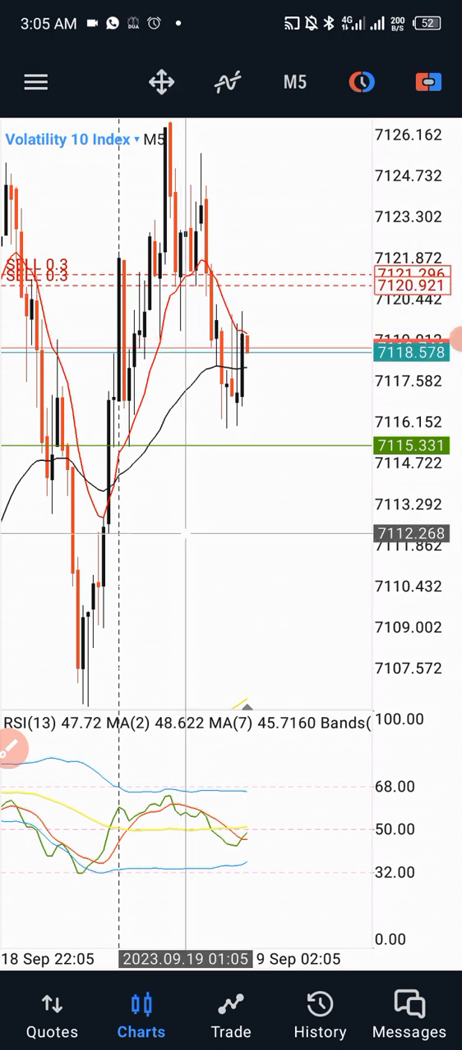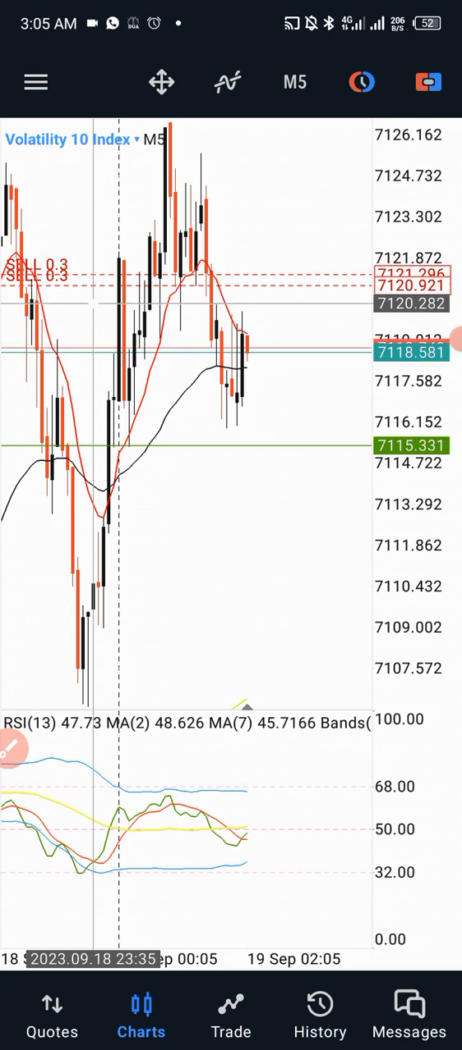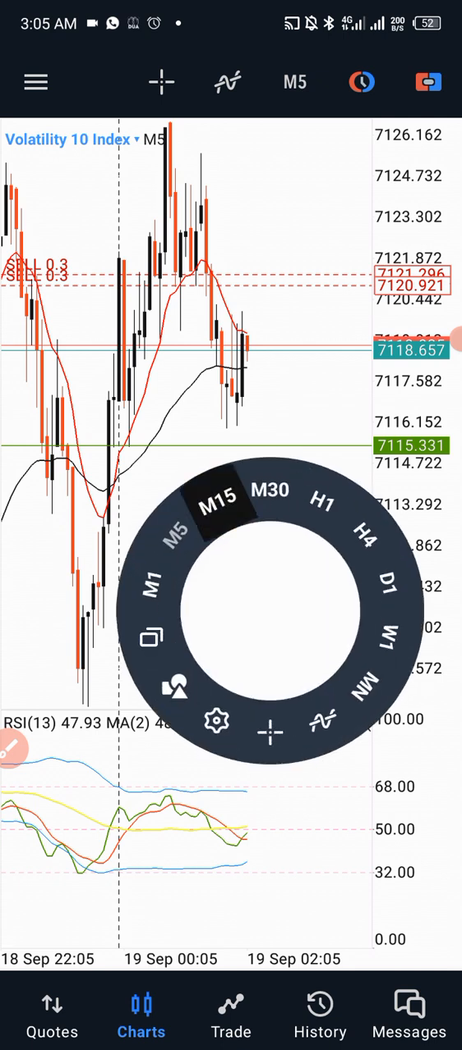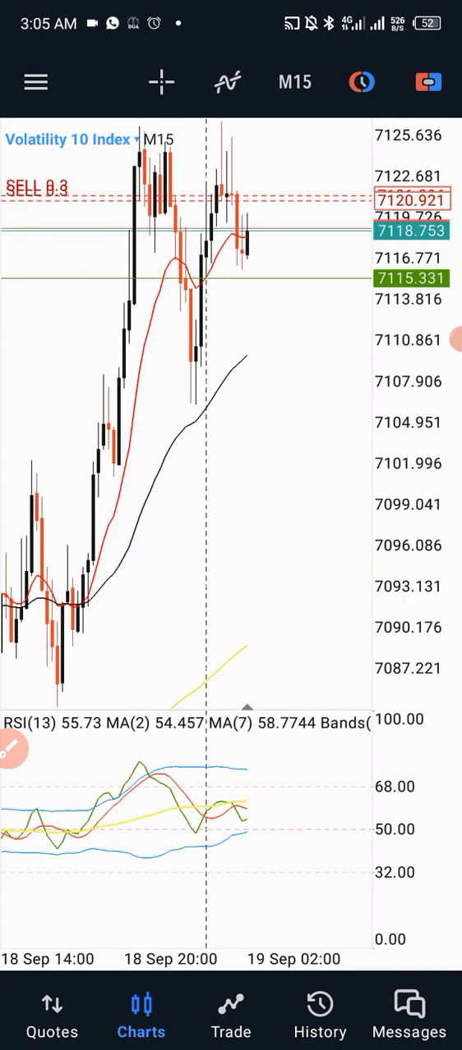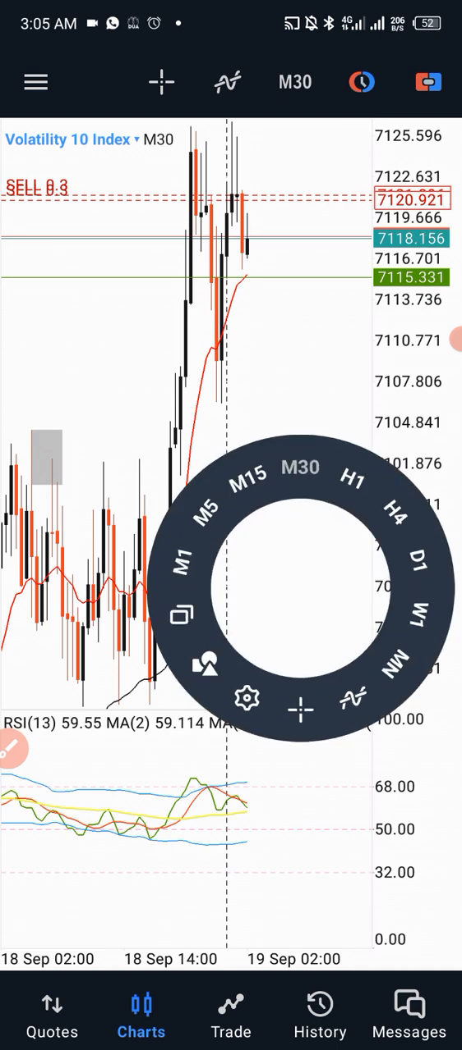Anything that makes them go beyond this zone here, I would be looking to assess my position and be looking for a setup. Because the reversal is taking longer than expected, I wait for what? For a confirmation entry.